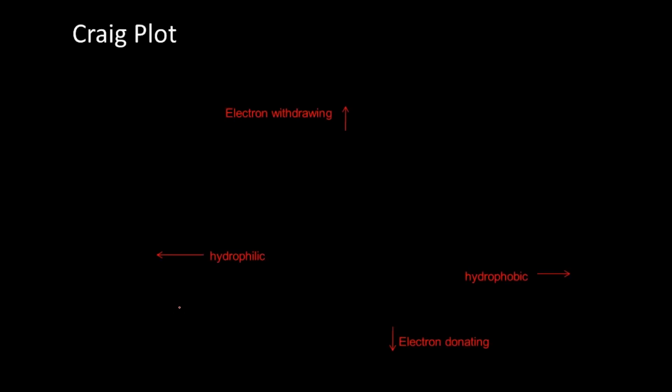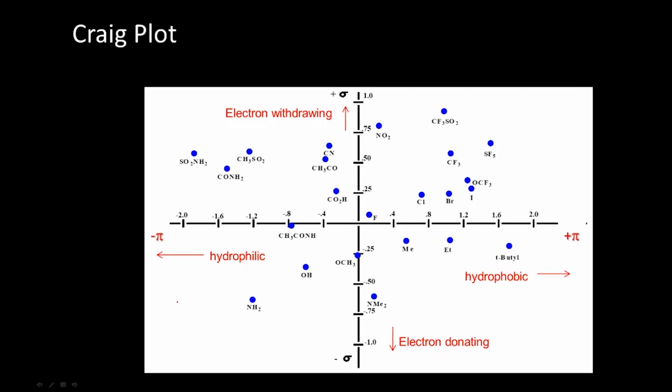There is something called a Craig plot, which is also used in QSAR. Okay, this is a Craig plot. What is this? We have 2 things happening. One is the pi. We have on the x-axis, okay, pi. That is the hydrophobicity or hydrophilicity of the substitution. Sigma is the electronic effect of the substitution. Positive sigma, positive pi. This is negative pi, negative sigma. Okay, so different substitution groups, as you can see, NO2 falls here. It's got a very high sigma and very low pi.